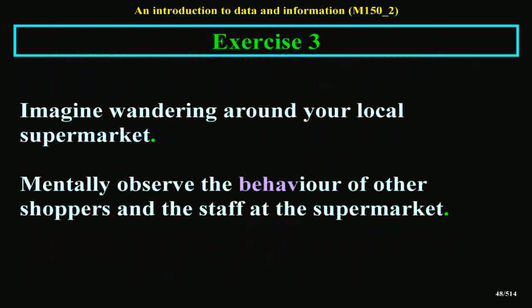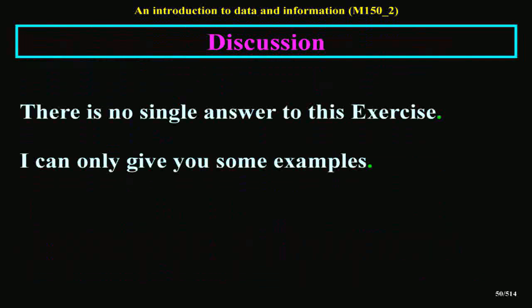Exercise 3. Imagine wandering around your local supermarket. Mentally observe the behavior of other shoppers and the staff at the supermarket. Write down the information that these two groups need. Discussion. There is no single answer to this exercise. I can only give you some examples.